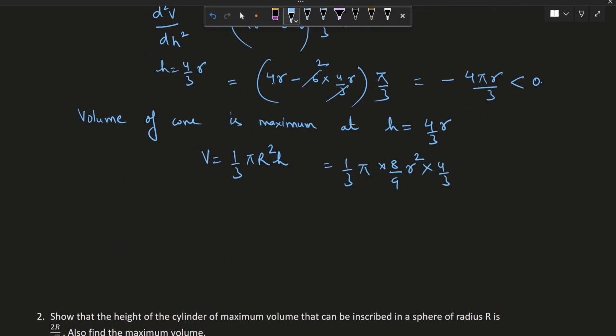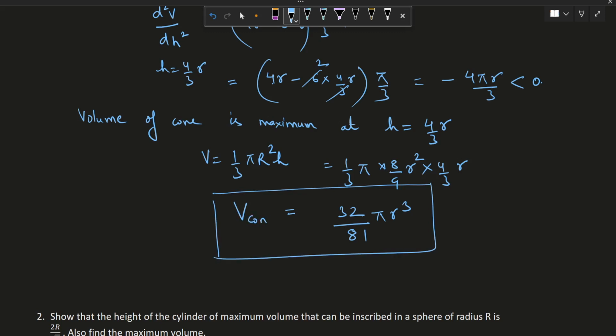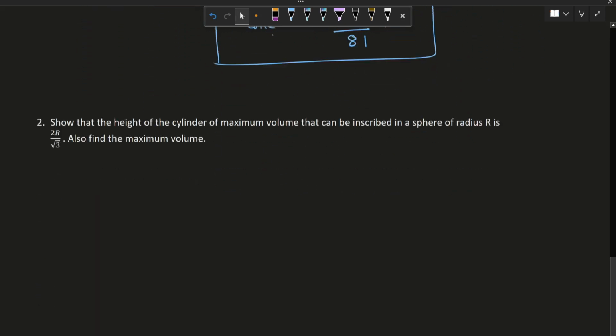H is 4 by 3 r. So what's the value I'm getting over here? Nothing is being cancelled. So 32, 9 nines are 81, so 32 by 81 pi r cube. That is the volume of the cone coming out to be, which is there in a sphere. I hope this is clear. Yeah. Now we begin with the next question.